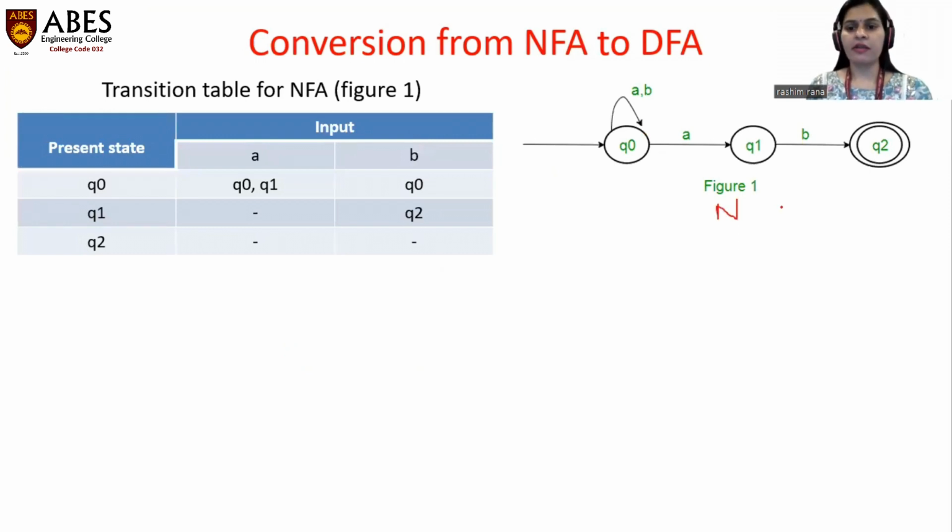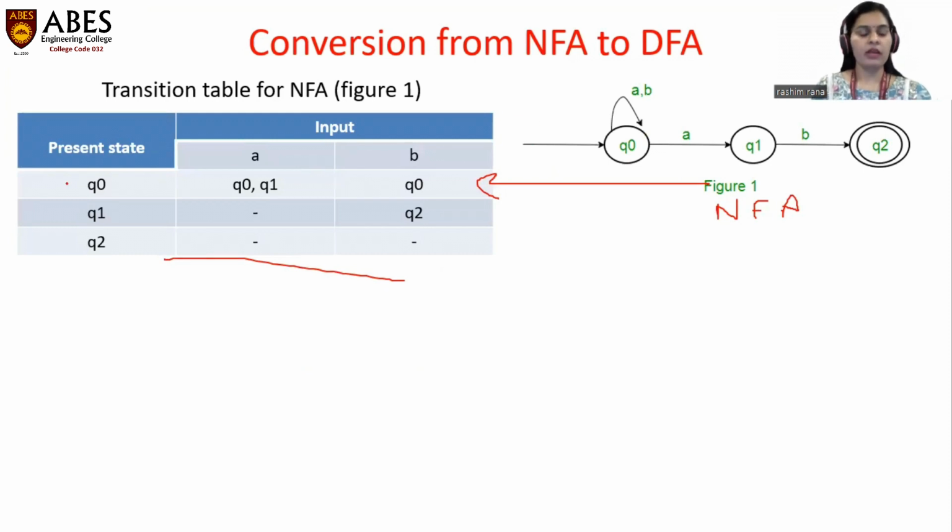We have an NFA in figure 1. This is the transition table for this NFA. In this NFA, we have three states Q0, Q1, Q2. On applying input A, we get Q0, Q1. On applying input B, we get Q0.